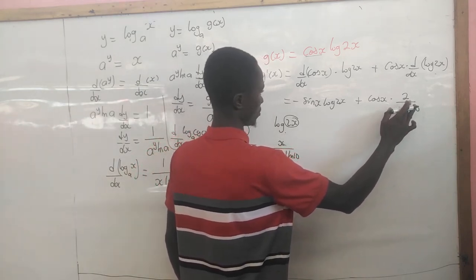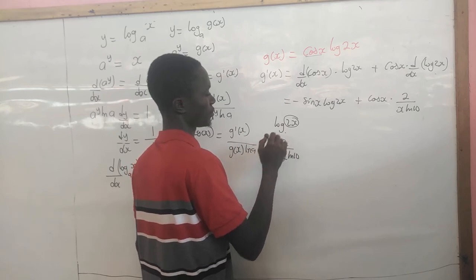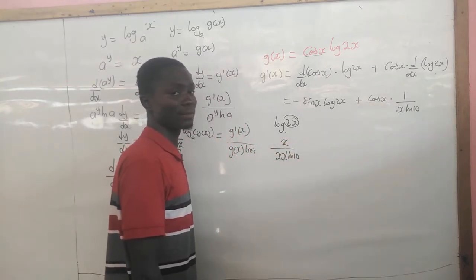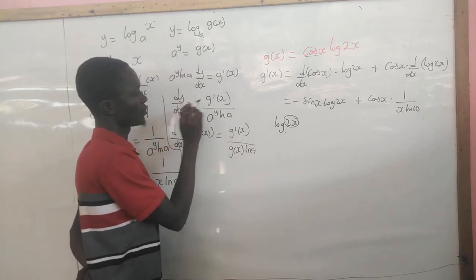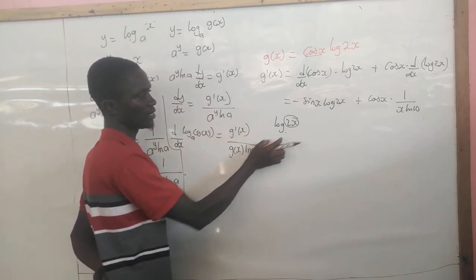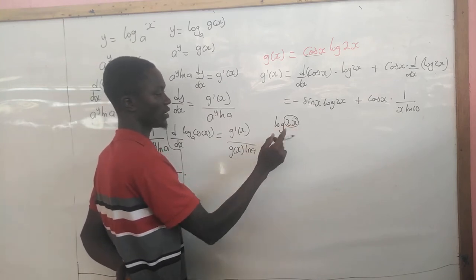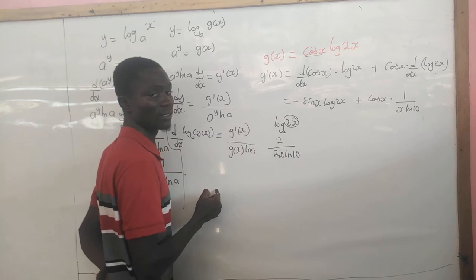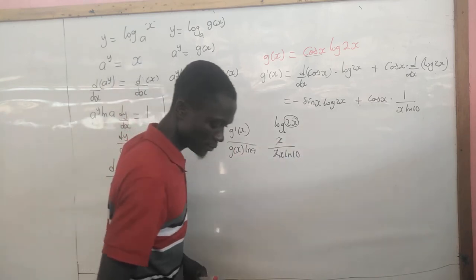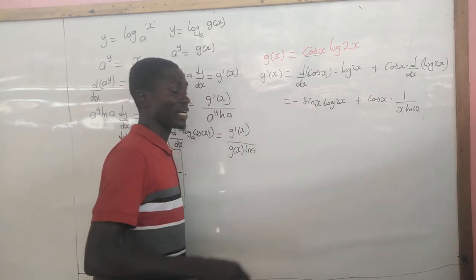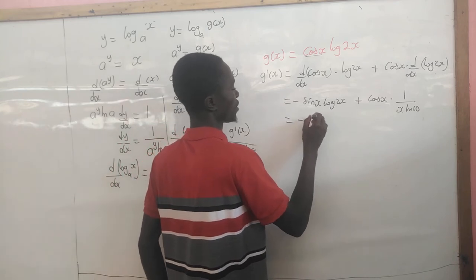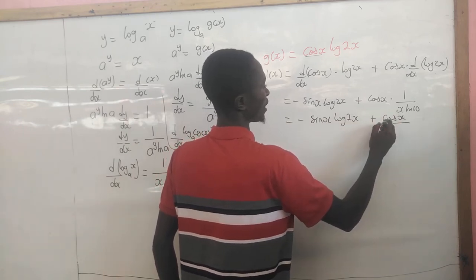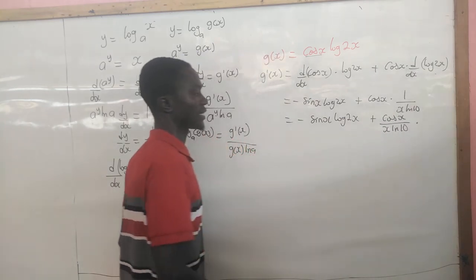You get 2. So here 2 cancels 2. So it will be 1. Rather, check it well. We take g of x prime divided by g of x ln x. So this is g of x. G of x prime, if we differentiate 2x, you get 2. You divide this by 2x times natural log of 10, because the base here is 10. So 2 cancels 2 and you get this. We were guessing wrongly. Now, we have minus sine x log 2x plus cosine x divided by x natural log of 10 as our final answer.